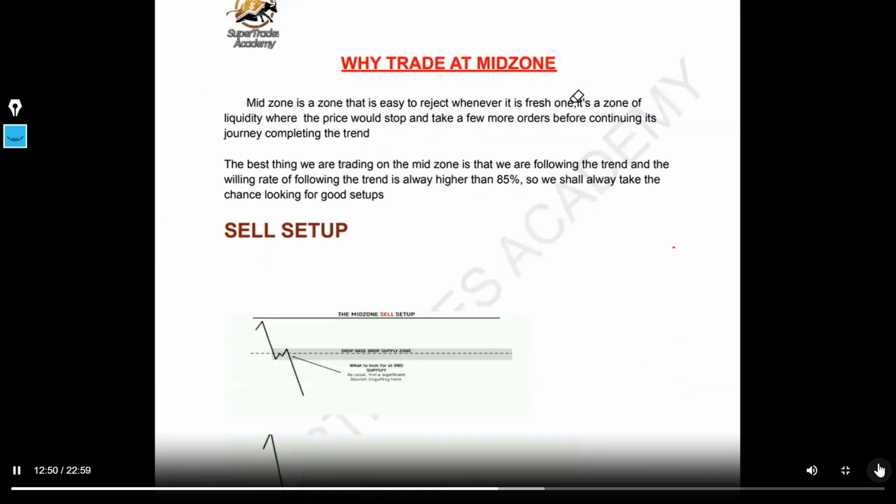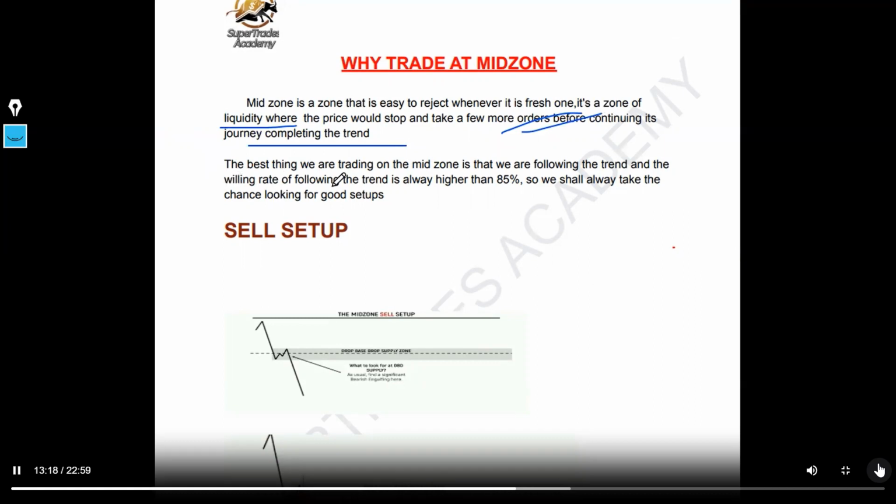And in most cases, the market must reject when the zone is fresh, because there will be liquidity and orders will be taken out. This here is a zone of liquidity where the price will stop and take a few more orders before continuing its journey, completing the trend. So it will always stop to take some liquidity and more orders before completing the trend.